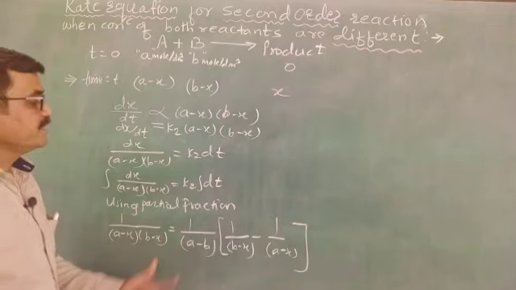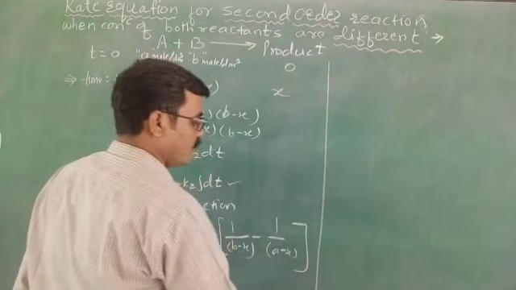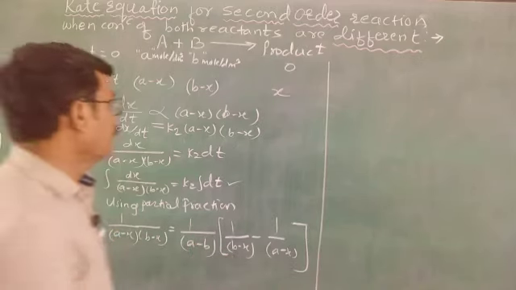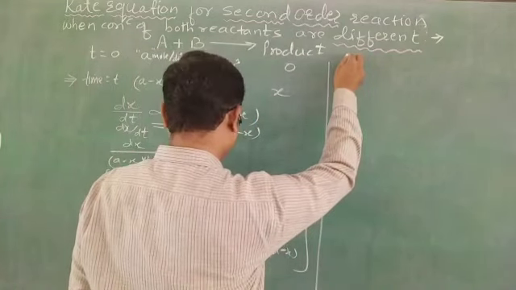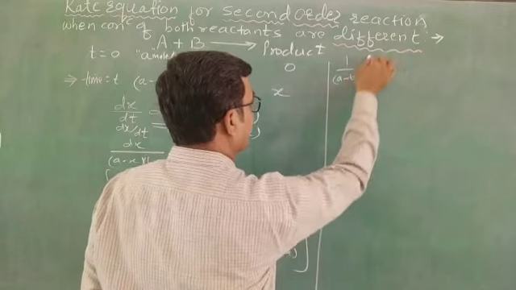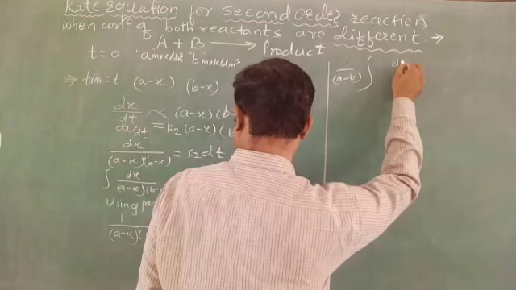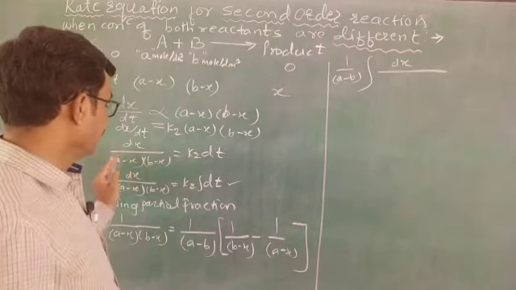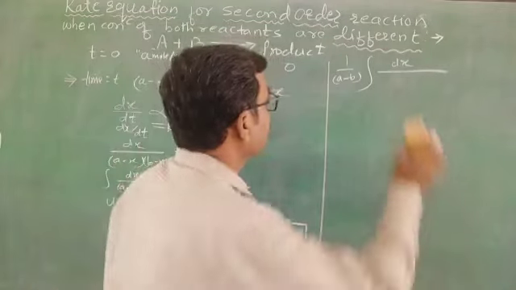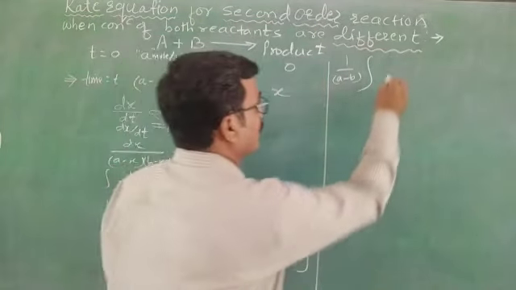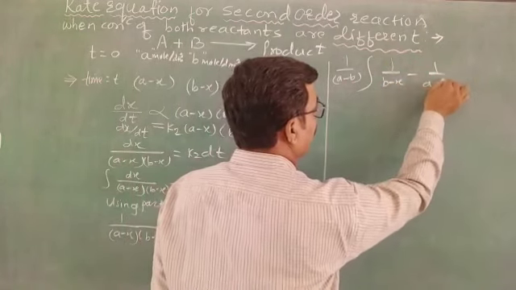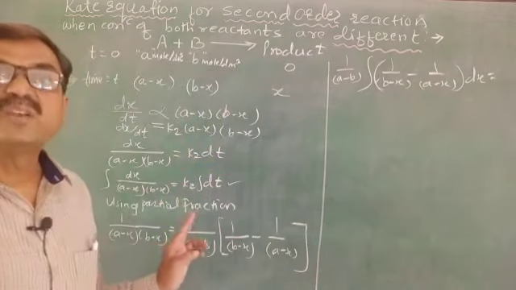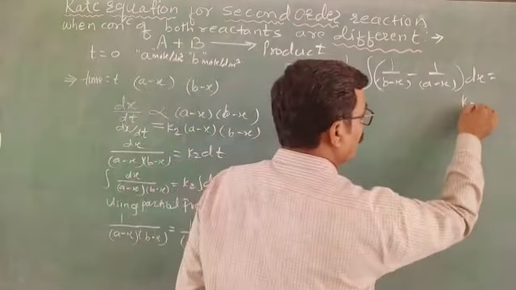Now putting this value in the equation, instead of 1 upon (a minus x)(b minus x) we put this expression. Taking 1 upon (a minus b) as a constant, we have the integration of dx into [1 upon (b minus x) minus 1 upon (a minus x)], which is equal to K2 into the integration of dt.